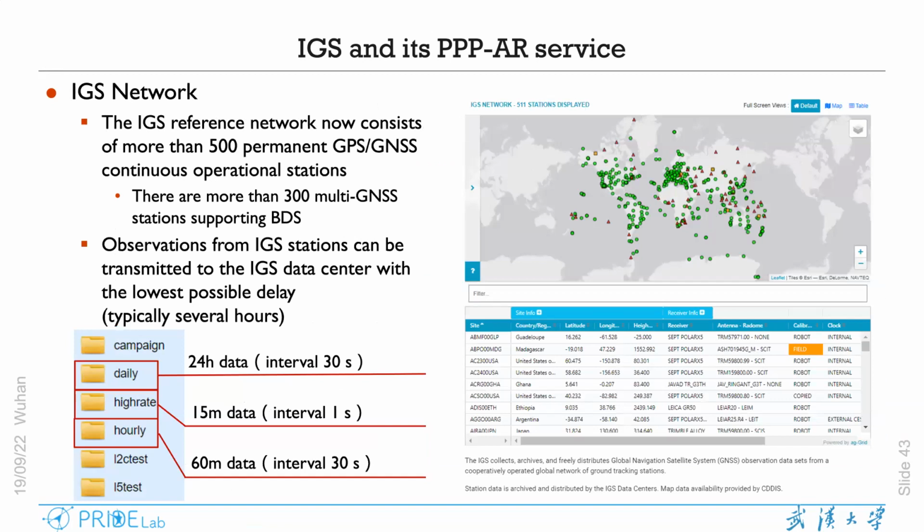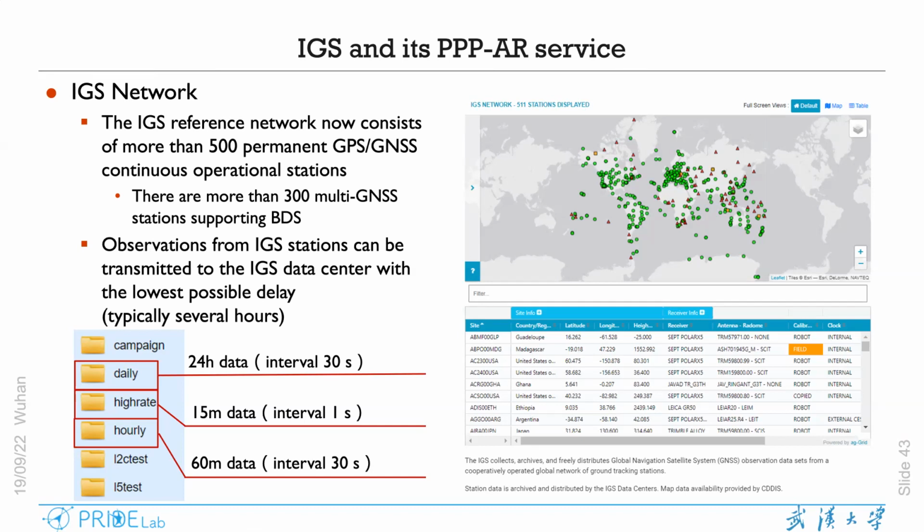Now the IGS has a global reference network of about 500 permanent stations. Nearly all of these stations are capable of observing data from multiple constellations. We call them multi-GNSS stations. They can receive signals from not only GPS, but also GLONASS, Galileo, and the Beidou constellation. So we can use all of this data to do precise positioning, and we can have more robust and even more precise positioning results from so many satellites.